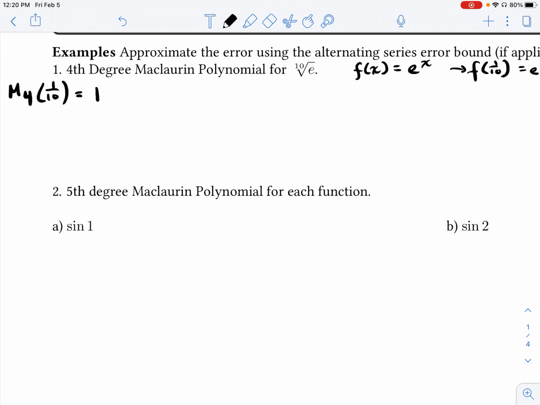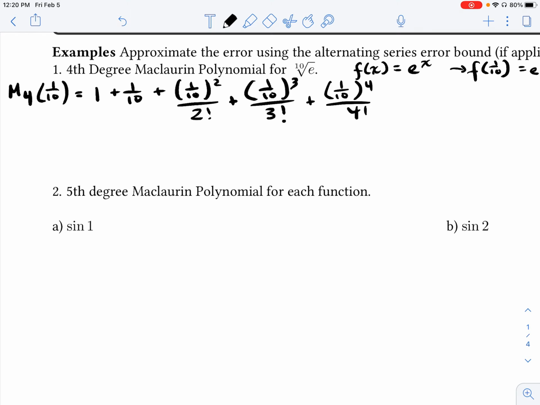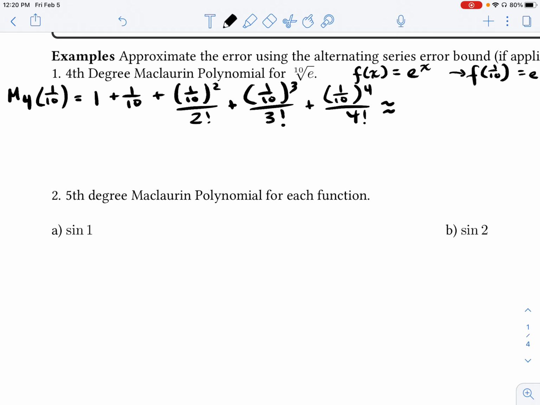And what that would look like would be 1 plus 1 over 10 plus 1 over 10 to the second power all over 2 factorial plus 1 over 10 to the third over 3 factorial. And since it's a fourth degree, I'm going to stop at the fourth degree. There it is over 4 factorial. Now, for the sake of time, I'm just going to give you the approximation here, but I would encourage you to pause and try to calculate this on your own using your calculator, just to make sure you get the same thing I do.